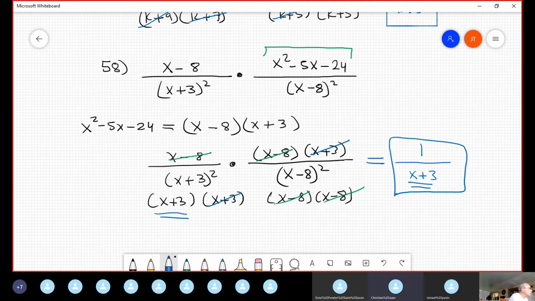Okay, let's practice division now, because every problem we were doing before is multiplication, multiplication, multiplication, but division is easier. Division is the same thing, except you flip the second fraction. Let me show you.